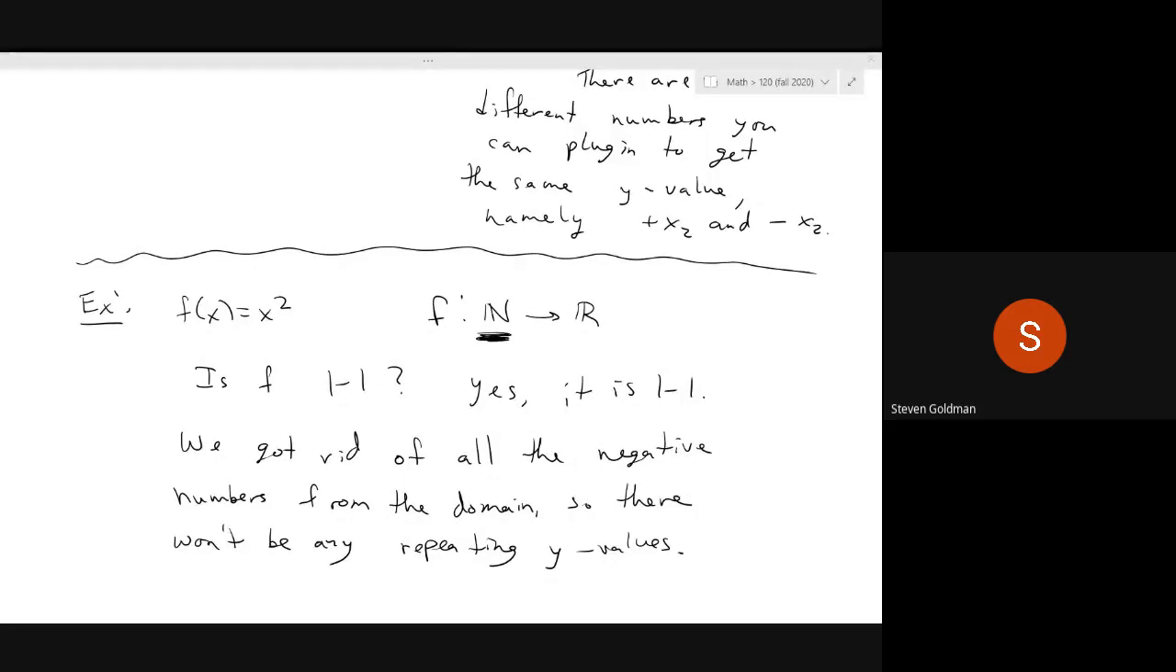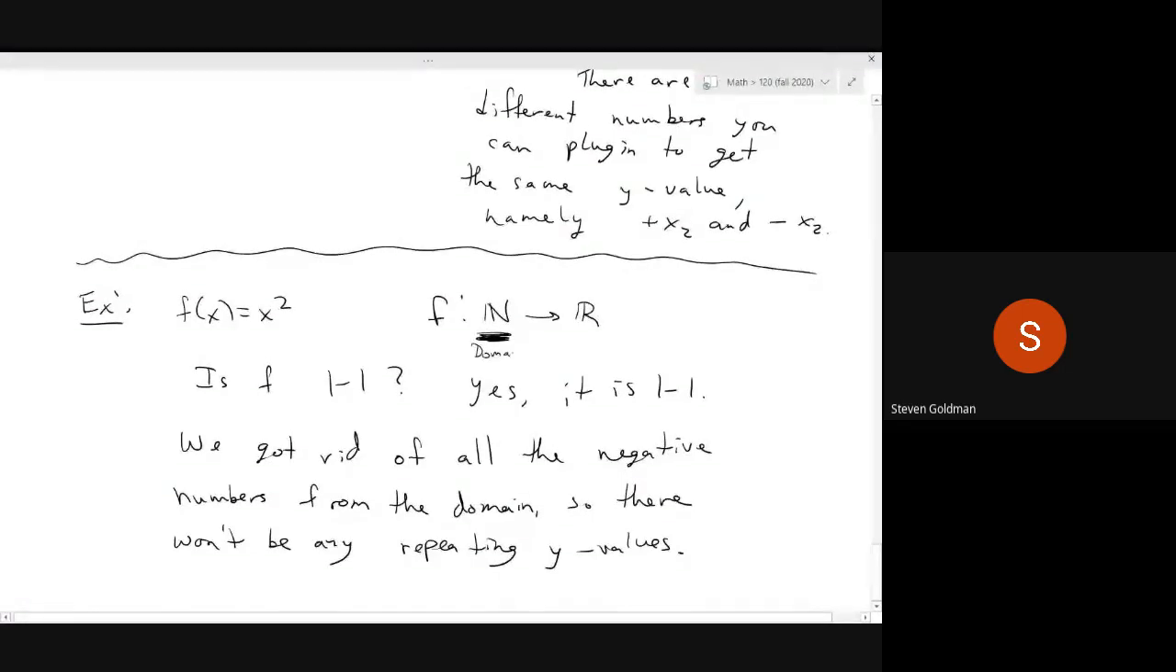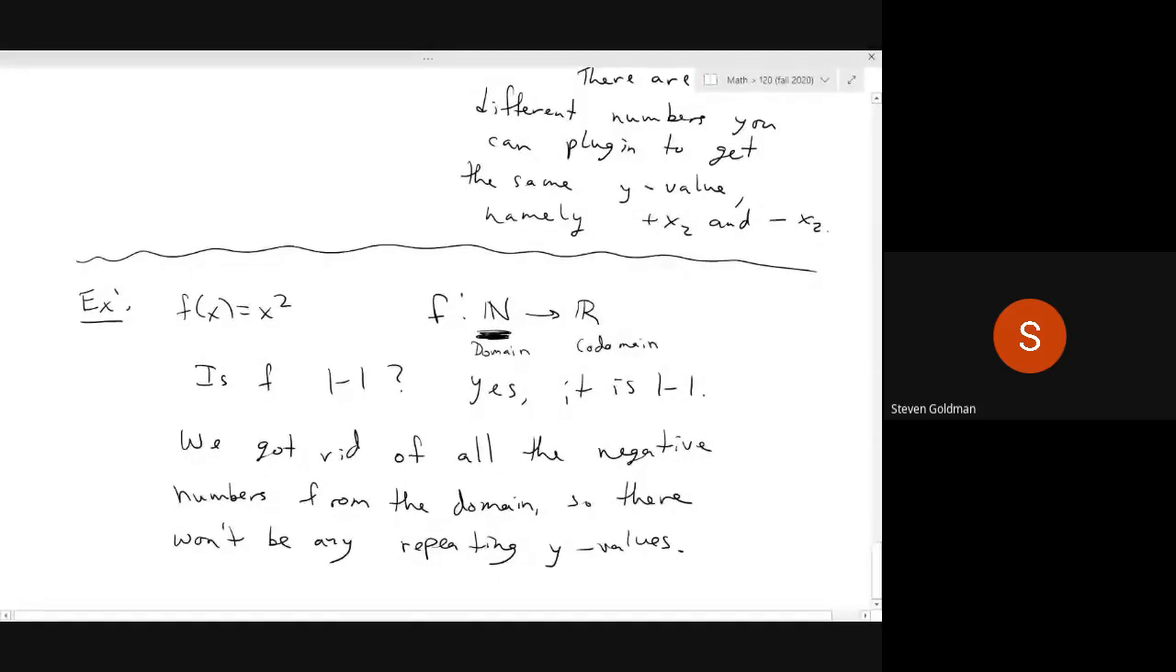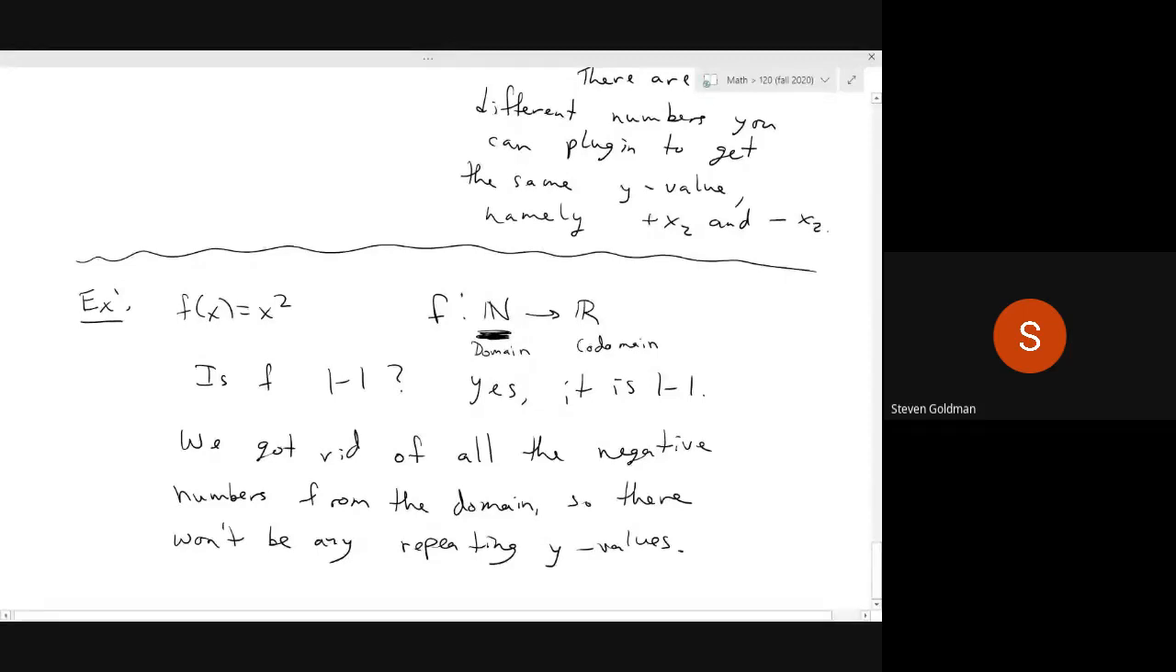Oh, what does the arrow mean? That was from last class. This tells us the domain and codomain. So this means f is a function that takes the natural numbers and assigns to them real numbers, right? So this tells me my domain and codomain. It's a notation to tell us that.